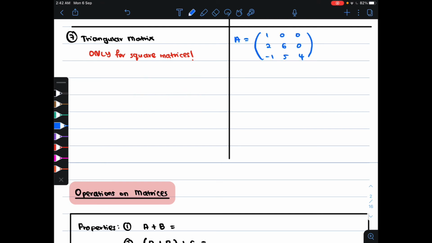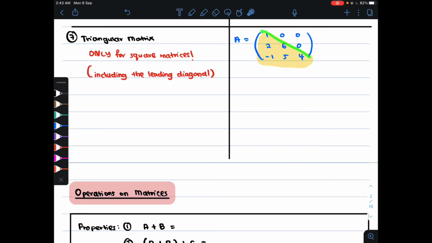For example, if you have matrix A equal to 1, 0, 0, 2, 6, 0, negative 1, 5, 4. So kat sini kamu nampak kata kat bahagian sebelah kiri dengan bawah ni sahaja yang ada value. Yang lain-lain dia kosong. And please take note that for triangular matrix, even the leading diagonal have values. Okay? Dia termasuk dengan yang tengah-tengah tu. So start pada tengah-tengah ni and then dia pergi ke bawah.